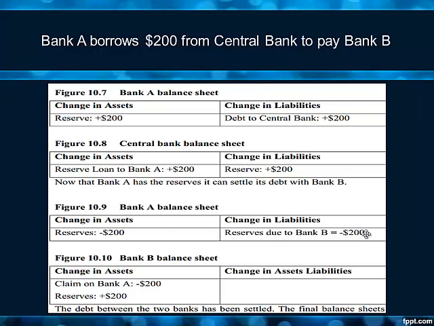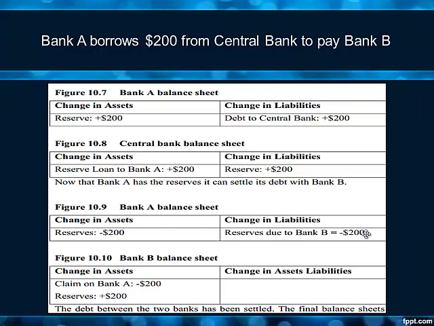So what happens to bank A? Bank A borrows $200 from the central bank. So it now has an asset of $200, which is the loan that it has taken. It has a liability, which is a debt to the central bank of $200. So that's your double entry for bank A. The central bank has made a loan to bank A, so it now has an asset, which is the loan to bank A, which it will get back, and it has a liability.